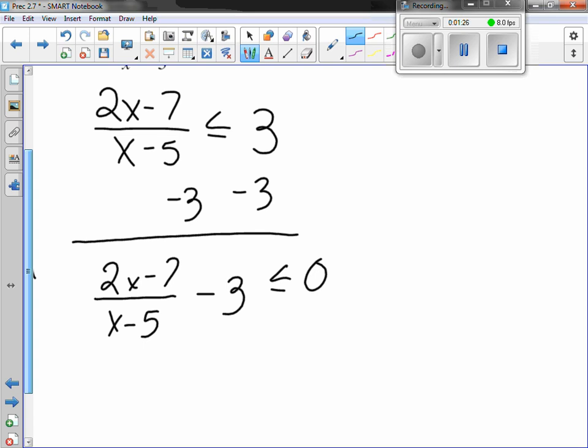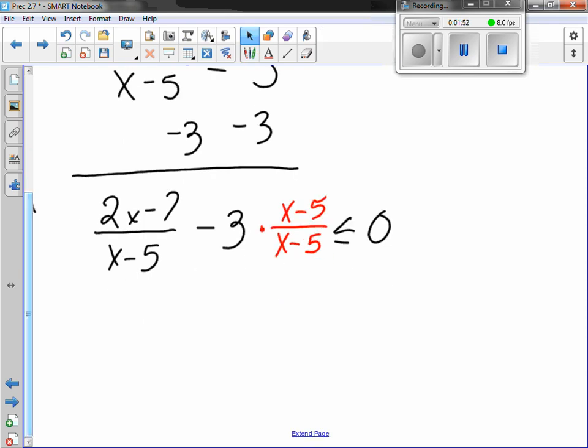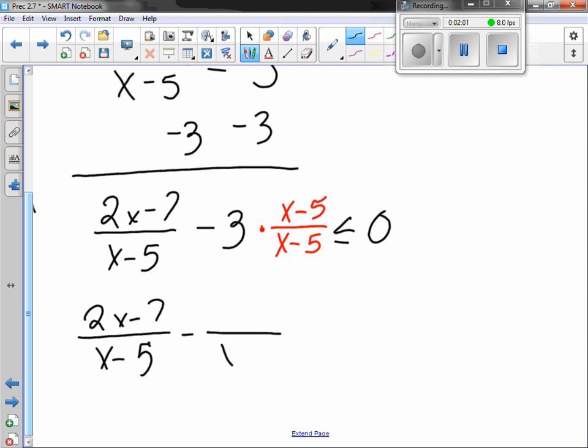Now, we can't just straight minus 3 from this here. We have to make the denominators be the same. So I've got to multiply this by x minus 5 over x minus 5. We kind of cheated a little bit with the one we did before because it was 1. So it's the same thing over itself. So we multiply the top. The denominator stays the same because 3 times x would be 3x.